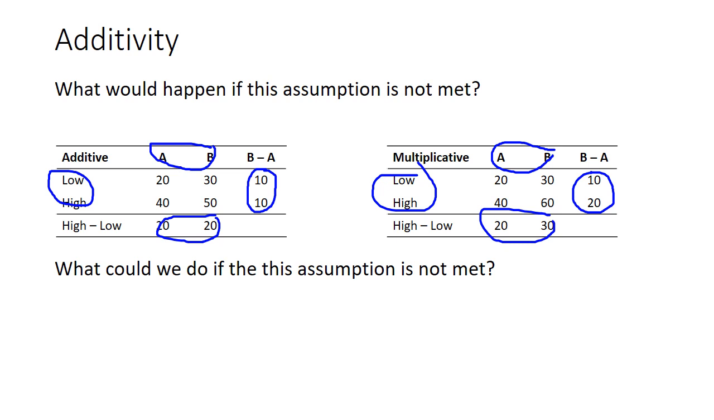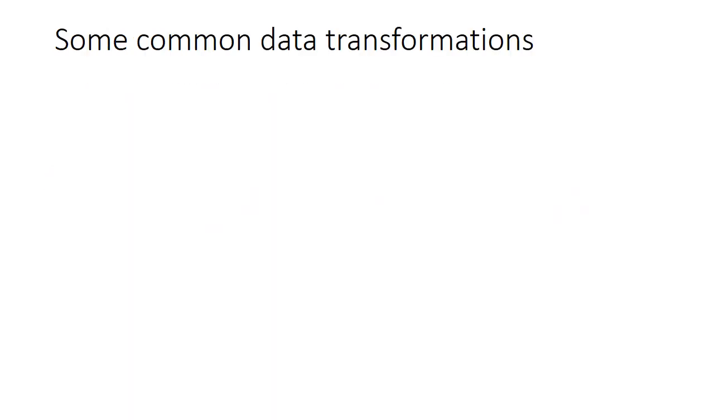We can use data transformation. Alternatively, we can use a nonlinear model. Data transformation is an option that may allow the assumptions to be sufficiently satisfied. These are some commonly used data transformations.